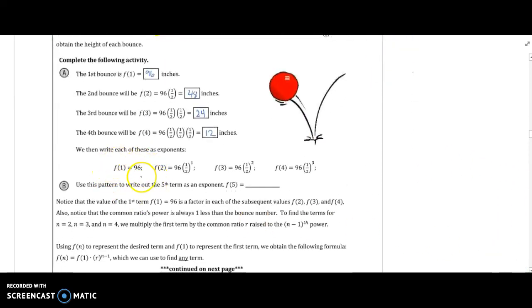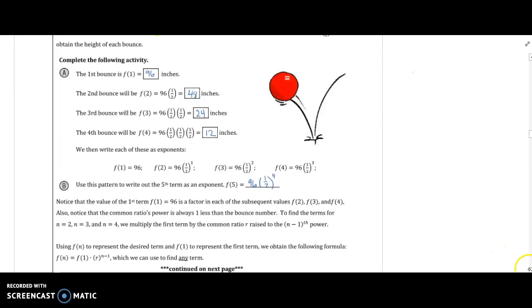We then write each of these as exponents. Obviously the first bounce is 96. To get the second bounce, we multiply the first term by the common ratio once. To get the third bounce, we multiply the first term by the common ratio twice. To get the fourth bounce, we multiply the first term by the common ratio 3 times. Use this pattern to find out the fifth term as an exponent. So f of 5 is going to be 96 times 1/2 to the what? To find the fifth term, we have to multiply the first term by the common ratio 4 times. Notice that the value of the first term, f of 1 equals 96, is a factor in each of these subsequent values. That just means it's a part that's multiplying in each of the values: f of 2, f of 3, and f of 4.